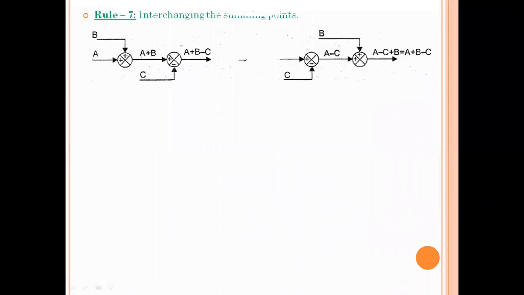Rule number 7 is interchanging of summing points. There are two summing points. You can see here, this is the first summing point having A and B inputs. So A plus B will be the output of the summing point, which is given to another summing point where C is given as the third input. So A plus B minus C will be the output.